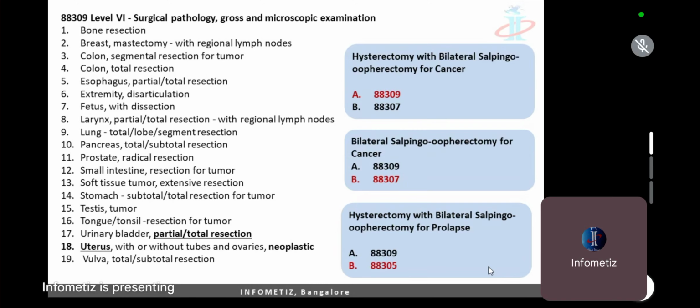Salpingo-oophorectomy. The word is given here. Salpingectomy and oophorectomy. When you combine these two words, you get salpingo-oophorectomy. What is that? Removal of the fallopian tube and removal of the ovary.